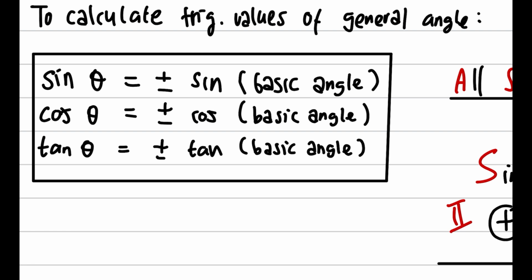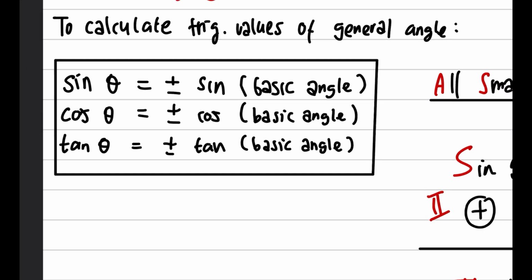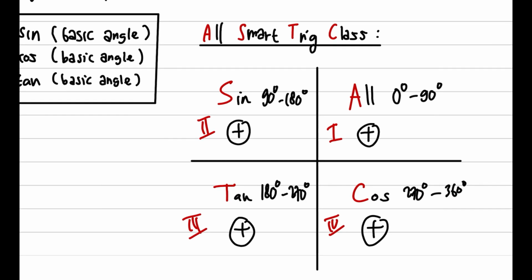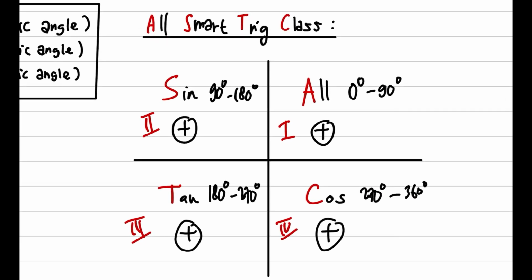So I can say that the sine of any angle will be equal to the sine of the corresponding basic angle, but you have to put a plus or minus sign. And that's the same for cosine and tangent. But how do we know which one to choose, plus or minus? This is the convention that you're going to use. You can say: All Smart Trick Class, A, S, T, C.